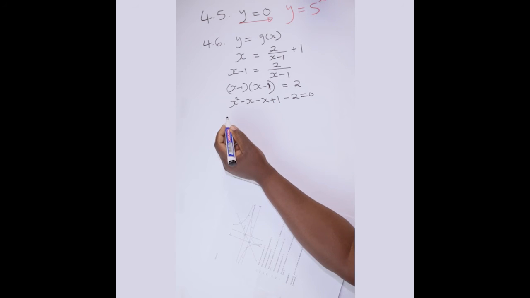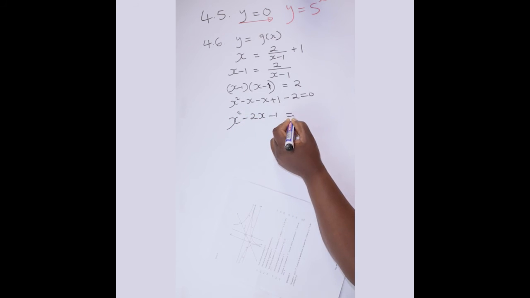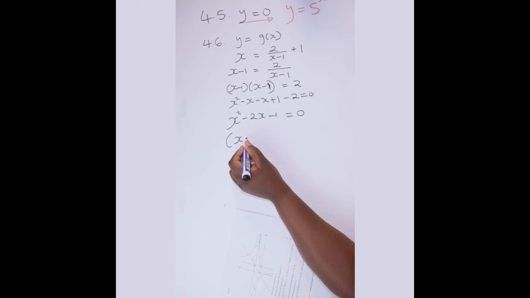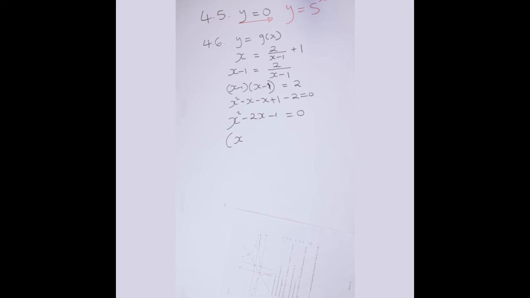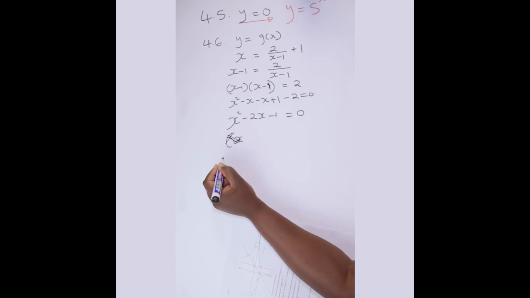When we simplify, we look at the like terms. So we have x squared minus 2x minus 1 equals 0. And then we factorize. When we factorize there, we'll have x squared minus 2x minus 1. We will now have to use a formula, which is a quadratic formula.